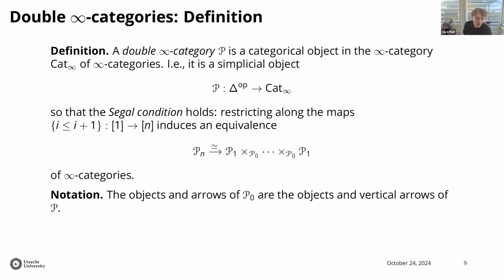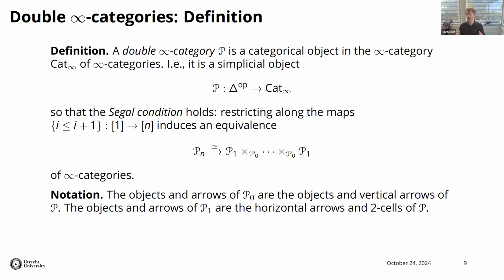Right, so some notation, or convention, I would say. The objects and arrows of P0 will be called the objects and vertical arrows of P. So that's to say that P0 is the vertical category of P. I think this is maybe opposite to the convention that Nima used, but we use this. And then the objects and arrows of P1 are called the horizontal arrows and the two cells of P. So that will be the terminology in place.